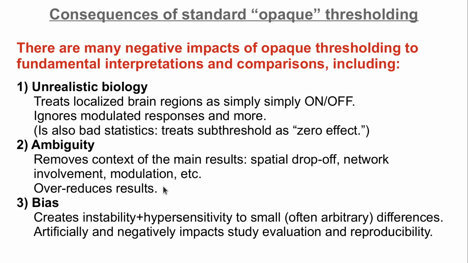And finally, the brain responses are a continuum, and this kind of thresholding is going to create instability in our results. If we just change a small parameter, like adding or subtracting a subject or changing the blur value by a little bit, we might see very strong differences in our results. This artificially also impacts our ability to have reproducibility. It biases our results specifically toward non-reproducibility.